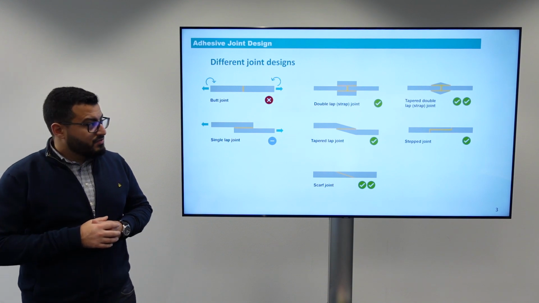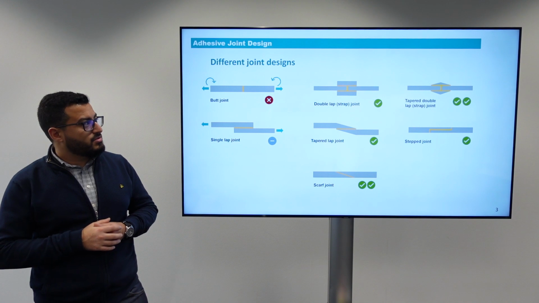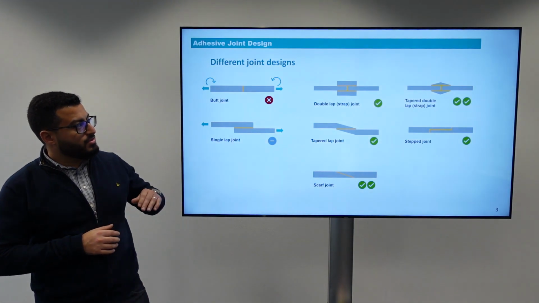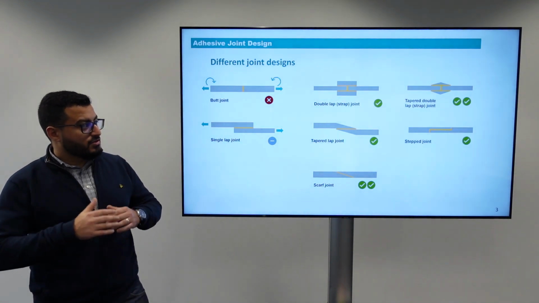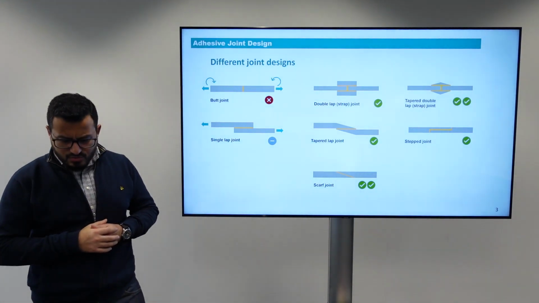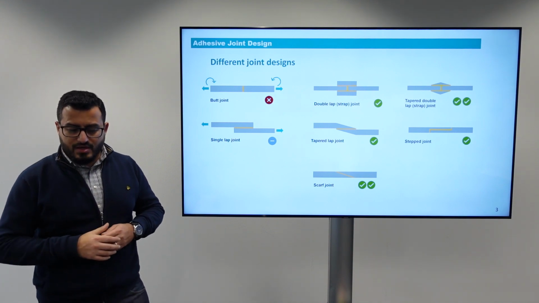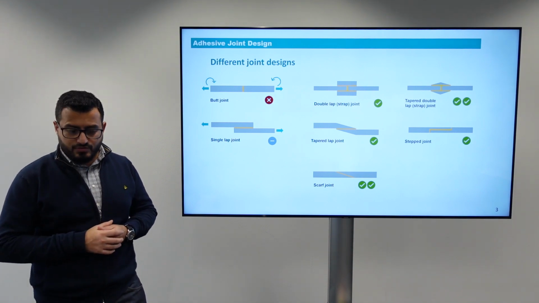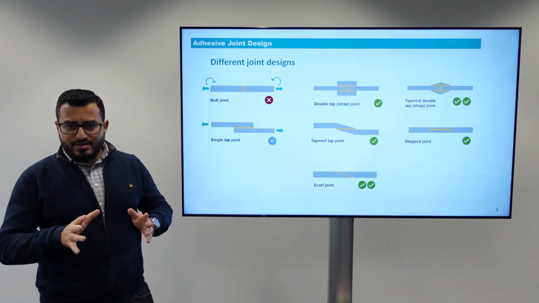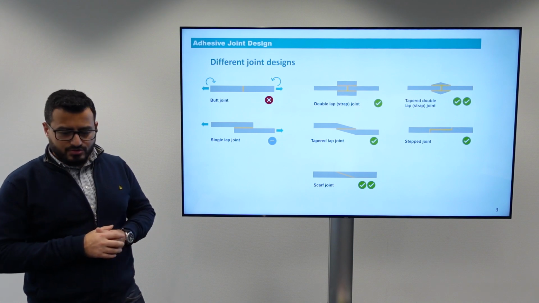stresses. What's even better is that we can reduce the peel stresses on this joint by tapering the edges of the top and bottom parts. So this way we are reducing peel stresses, we are reducing stress concentrations, and we have more uniform distribution of the stresses. Another easy joint design is the lap shear joint, which is a good option to start with.